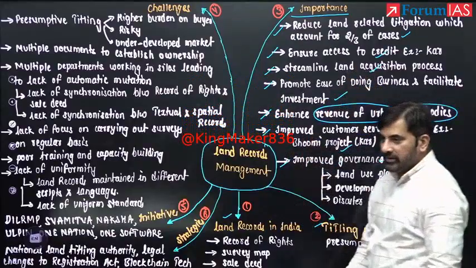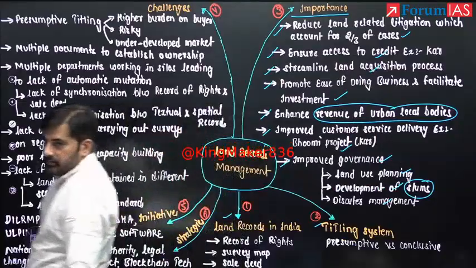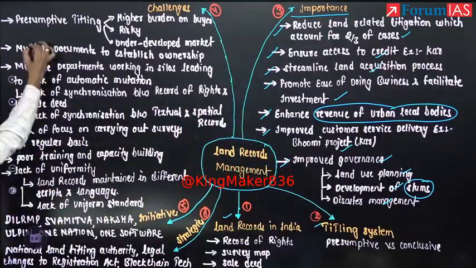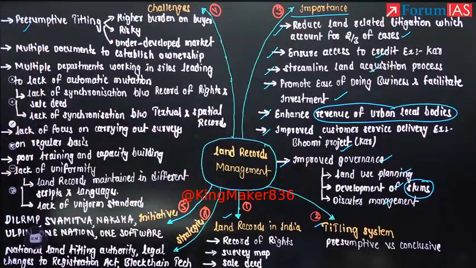Look at the challenges. Challenges side, I think we have already covered this. Presumptive titling system. We covered this is considered to be imposing higher burden on the buyer. It is risky and it has led to underdeveloped market.